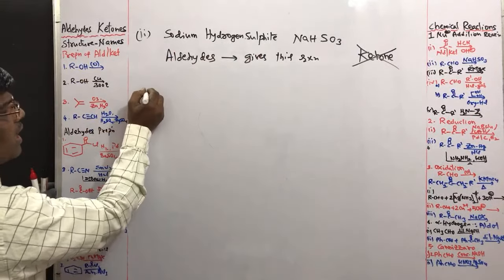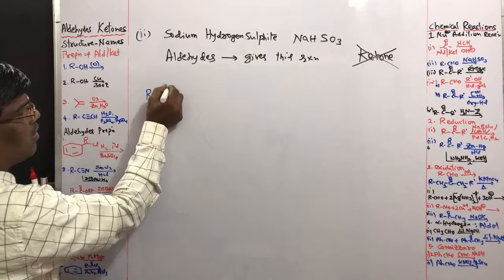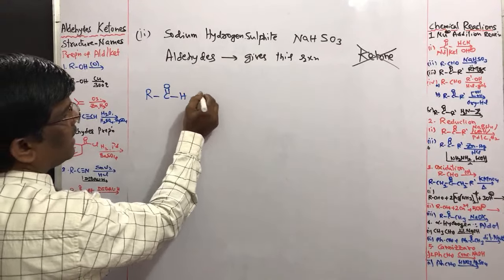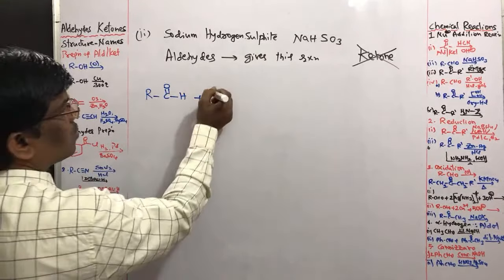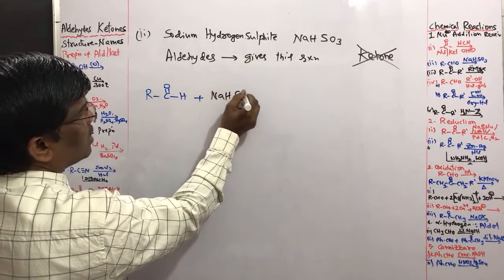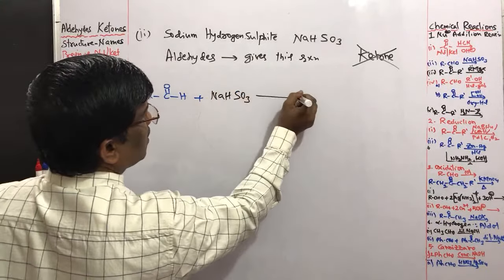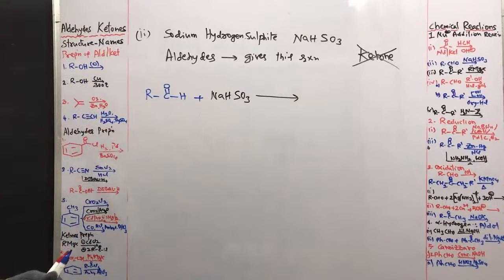Let me take one aldehyde, and when I treat it with sodium hydrogen sulfite, it is going to form sulfite.